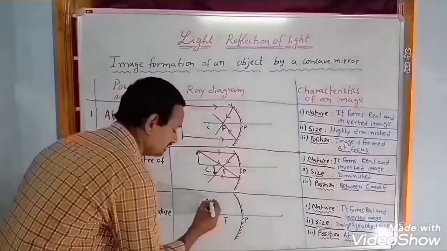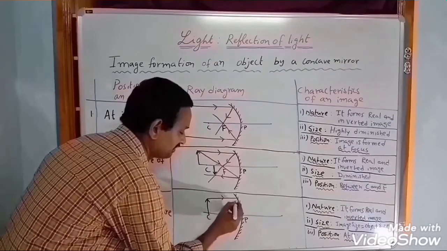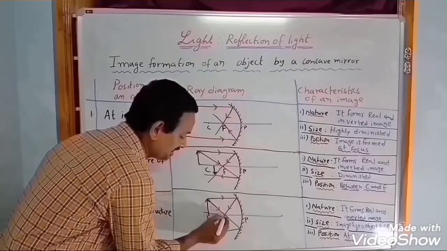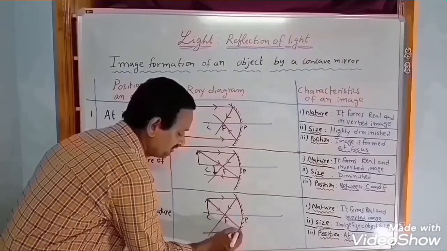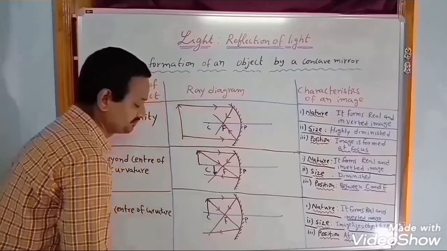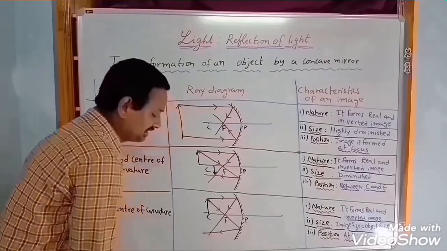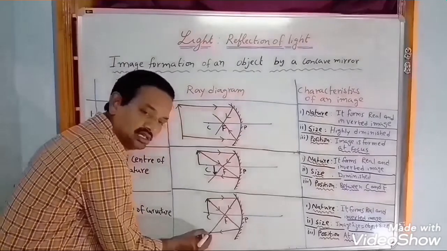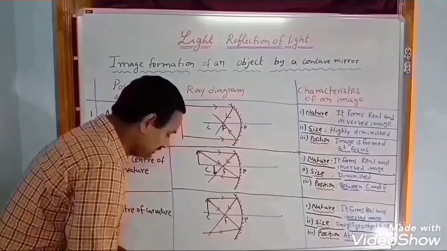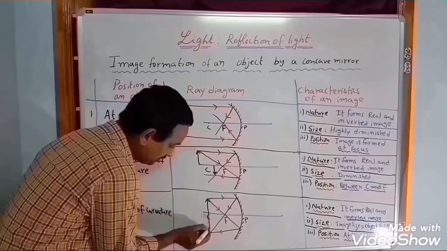First, rule 1. A light ray passing parallel to the principal axis, after reflection, will pass through the principal focus. A light ray passing through the principal focus, after reflection, will pass parallel to the principal axis. Here, the point of intersection of these two reflected rays is where the image is formed. So here the image is formed at C.